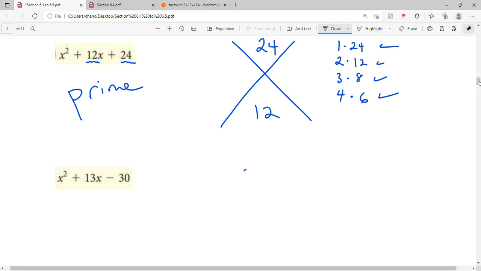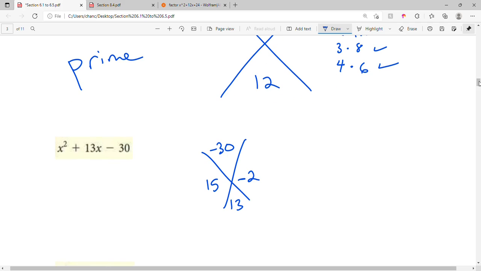In the next example, let's put the negative 30 on top and the 13 on the bottom. What two numbers multiply to get negative 30 but add up to get 13? Let's try 15 and 2. That does give us a positive 30, so to make it a negative 30, I will use a negative 2. 15 minus 2 does give me 13, which is great, and 15 times negative 2 does multiply to get negative 30. So these are the correct numbers to use. So to double check, it has to multiply to get the top number, but has to add to get the bottom number. And so this factors as x plus 15 times x minus 2.